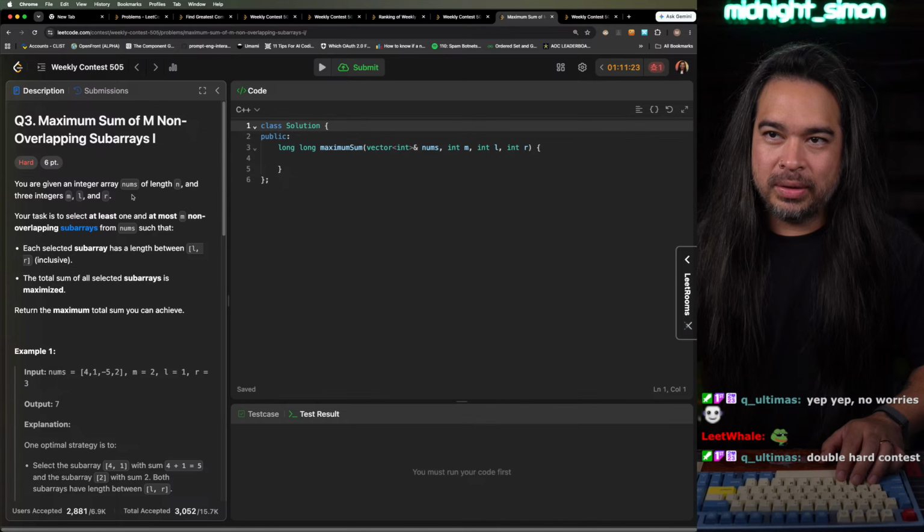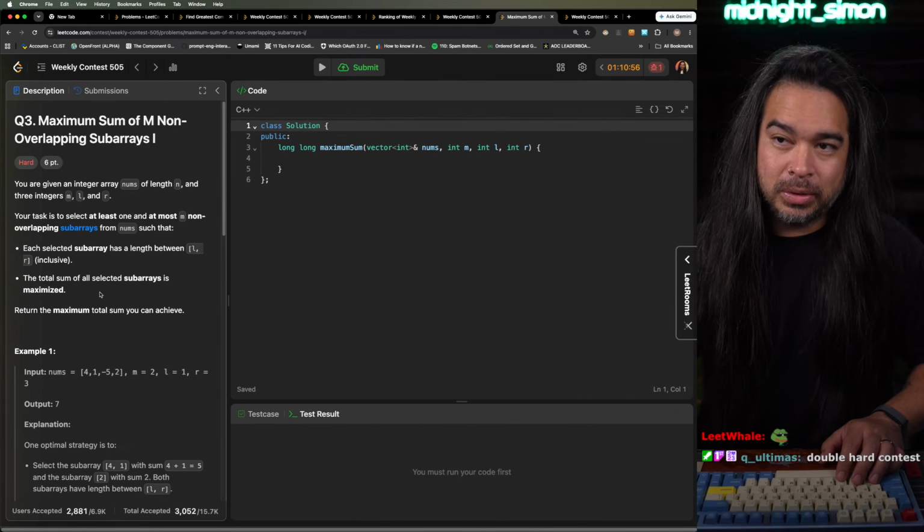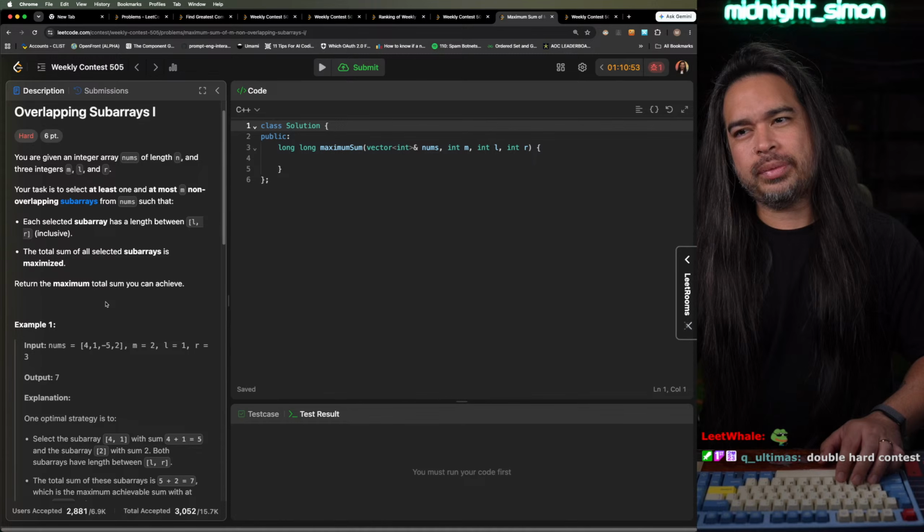Alright. You're given an integer array nums of length n and 3 integers m, l, and r. Your task is to select at least one and at most m non-overlapping subarrays from nums such that each selected subarray has a length between L, R inclusive. The total sum of all selected subarrays is maximized. Return the maximum total sum you can achieve. What? Each.